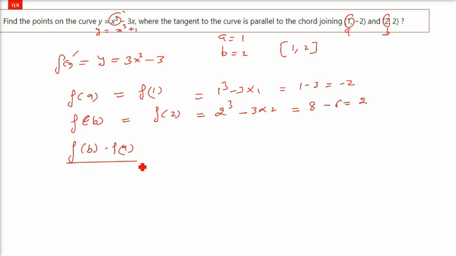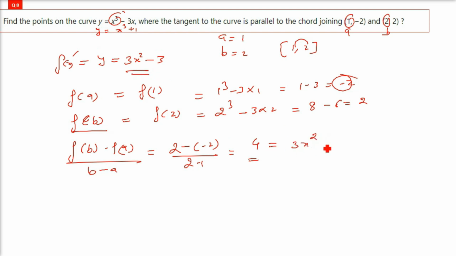So f(b) minus f(a) by b minus a, as I've been mentioning a couple of times up till now. 2 minus negative 2 is going to be 4, and b minus a, 2 minus 1, will remain as 1. This is 4, this is 1. So 4 by 1, and it has to be equated to 3x square minus 3. So the equation will be formulated from here. Let us see. So we have 3x square minus 3 equal to 4. The 3 goes here, it will be 7. So 3x square is equal to 7. So this x will be equal to plus minus root of 7 by 3.